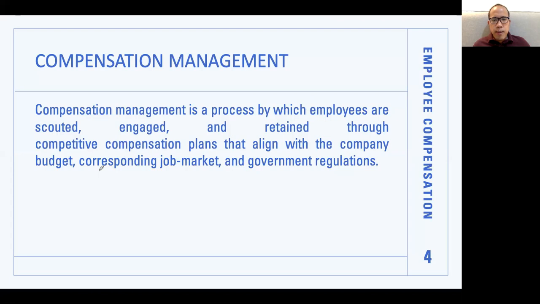So, dito papasok yung strategy natin sa compensation management. So, gagamitin mo yung mga principles ng compensation para makapaghanap ka, you scout employees, or you invite employees, or you attract employees, and then you engage their services, and then yun nga yung pinag-usapan natin kanina, you should be able to retain yung mga empleyado na yan through competitive compensation plans. Pero, dapat yung compensation plans na yan should be aligned with the company budget. Should be aligned with the short-term and long-term strategy of the company.